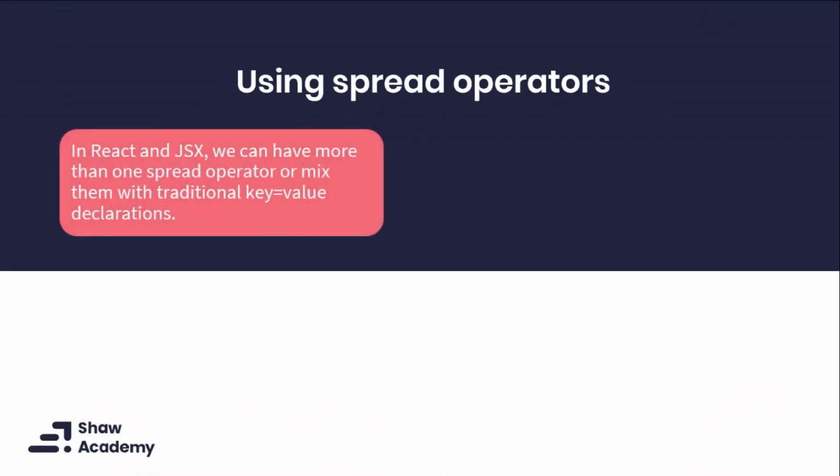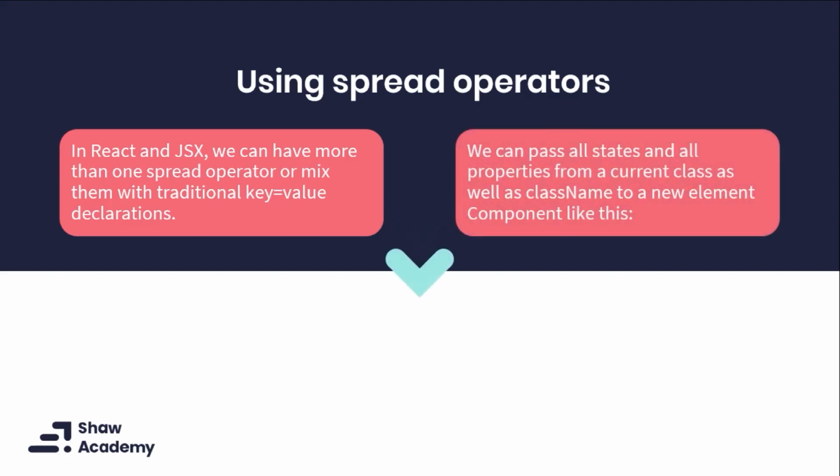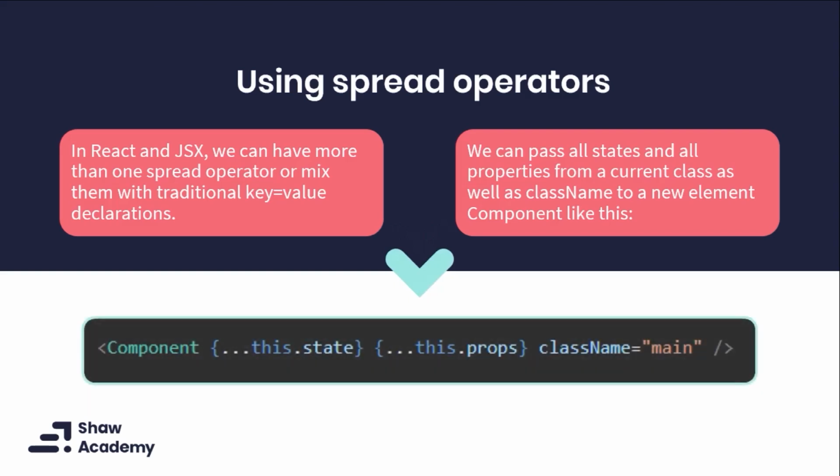In React and JSX, we can have more than one spread operator, or mix them with traditional key equal value property declarations. For example, we can pass all states and all properties from a current class, as well as className, to a new element component, like this.